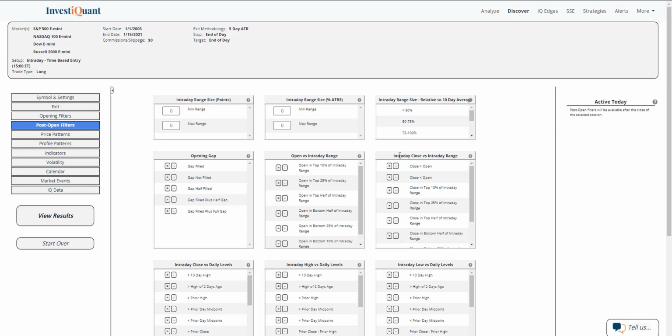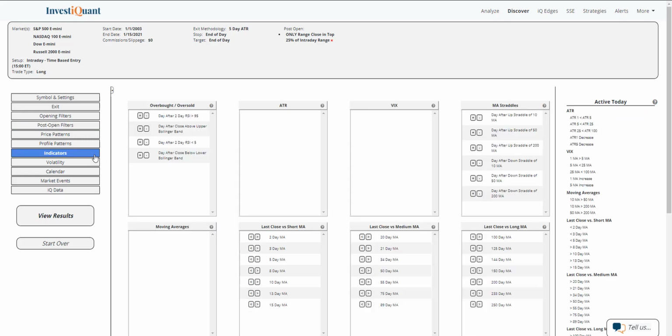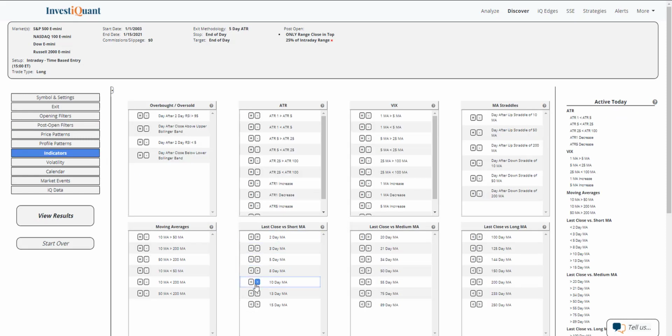So I can come into this category right here that says intraday close versus intraday range, hit equals next to close, and top 25% of intraday range. And that'll mean at 3 p.m., since that's our entry time, that the price is in the top 25% of the intraday range, so you're trading up near the highs. Next, I'm going to go into the indicators library, and I'm going to put us above a 10 and 200-day simple moving average so that we are in a bullish environment.